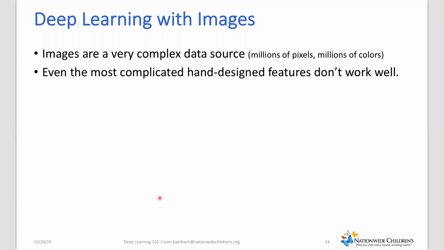And as it turns out, and we have like 30 years of computer vision research to prove this, even the most complicated hand-designed features that very smart people thought of, they just don't work very well. You can come up with the best hand-designed feature, and really it cannot even robustly detect the dog in a picture because it's just so hard of a problem.